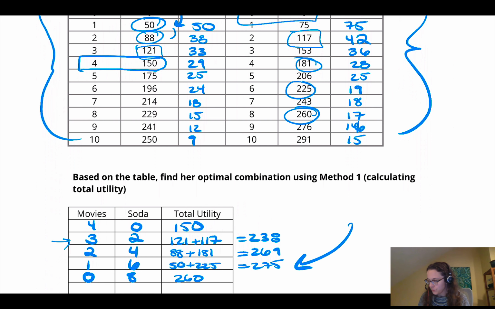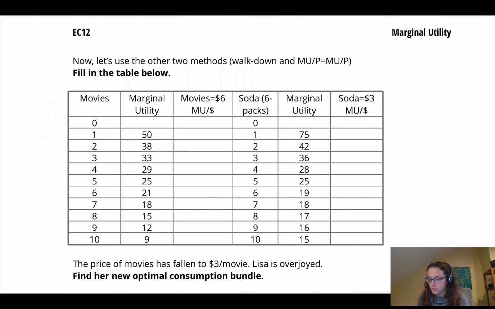Great. So now let's do the other methods, the walk down and the marginal utility over marginal price. So I've copied here the marginal utilities so we don't have to rewrite them and scroll back and forth. And we're going to think about how much additional utility she gets per dollar she spends on movies and for soda. So now we're going to get into fraction land. So I'm going to pop out a calculator.